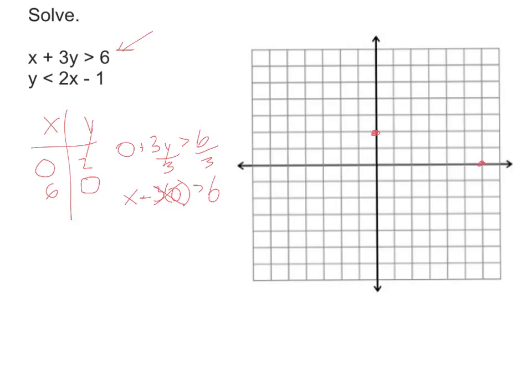However, x plus 3y is simply greater than 6. It's not equal to 6. So we cannot include the points that are on the line. So we get a dashed line going through here.